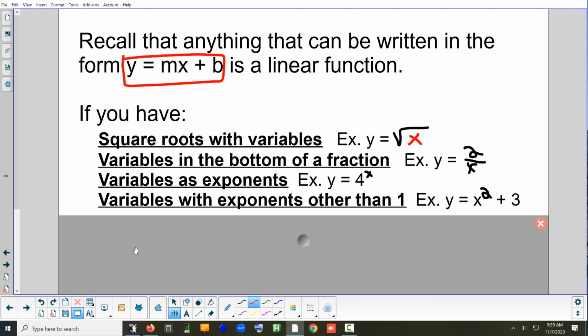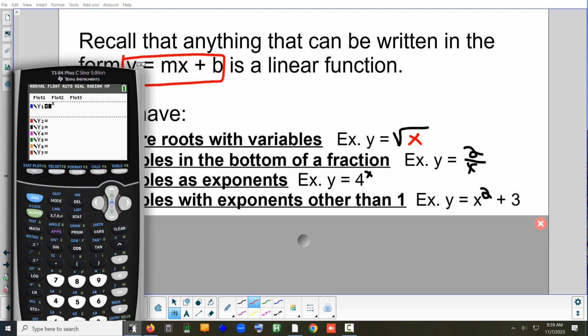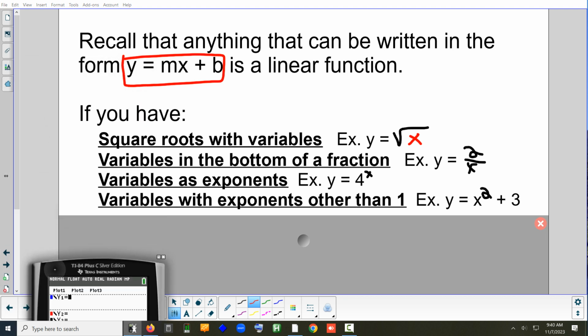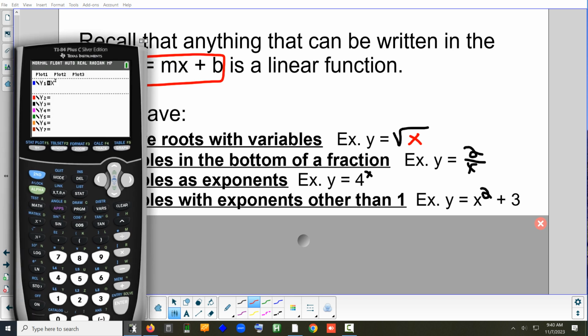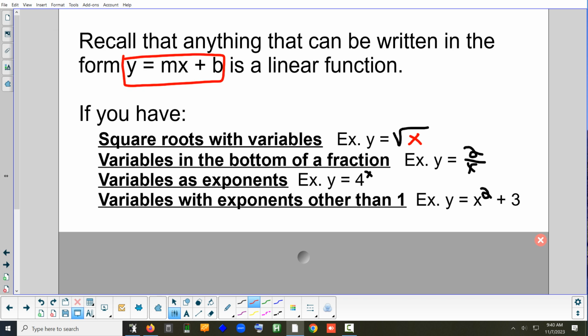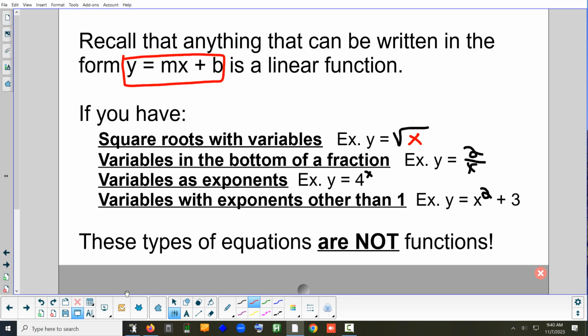Let's try a variable with an exponent that's not a 1. Let's do a 2. Let's try x squared plus 3. We actually looked at one like this in the notes today. Remember the one that looked like a U shape we did? Kind of like that one? Is that linear or nonlinear? Definitely nonlinear.